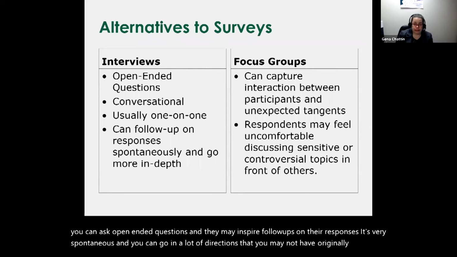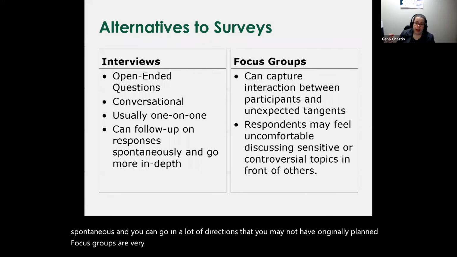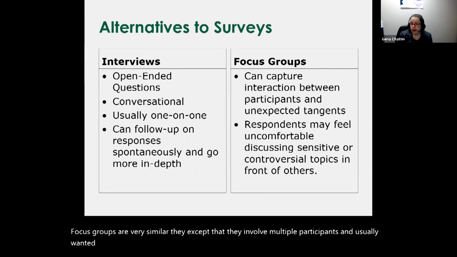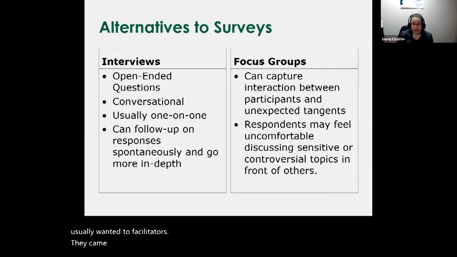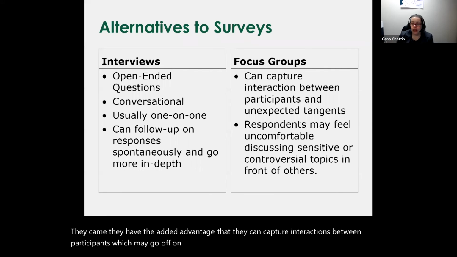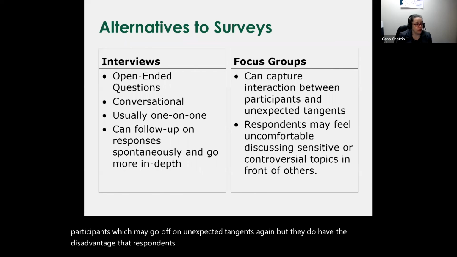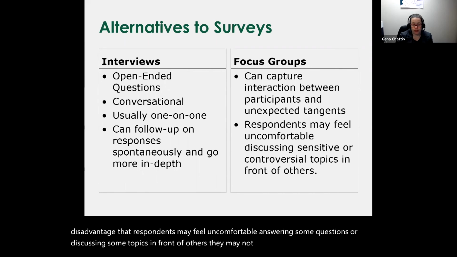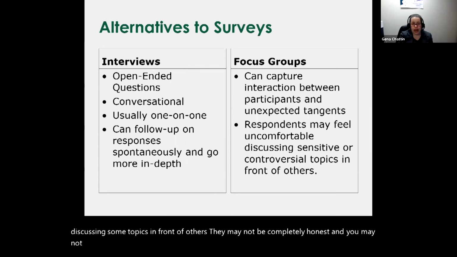Focus groups are very similar, except that they involve multiple participants and usually 1 to 2 facilitators. They have the added advantage that they can capture interactions between participants, which may go off on unexpected tangents again, but they do have the disadvantage that respondents may feel uncomfortable answering some questions or discussing some topics in front of others. They may not be completely honest, and you may not get 100% accurate responses to some of your questions.